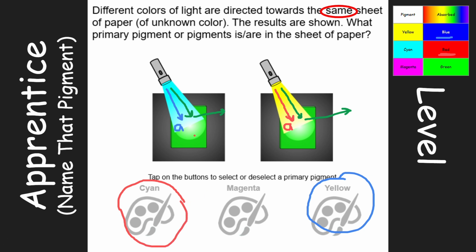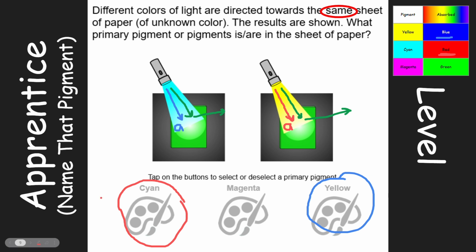That means if we wanted to print out on a white sheet of paper this color, the printer would need to use little tiny dots of cyan mixed with little tiny dots of yellow, and that would absorb both the blue and the red, and the paper would end up looking green.